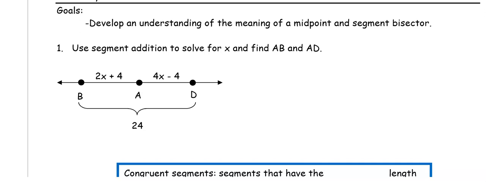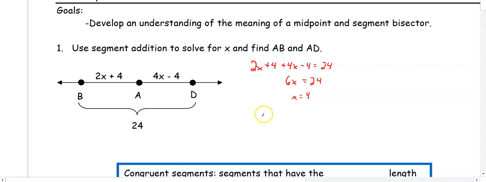In this case, for segment addition, we have AB and we have AD that are forming that whole segment with the length of 24. So we would have 2x plus 4 plus 4x minus 4 is equal to 24. We can combine like terms, so the 4's cancel out. We're left with 6x equals 24. When we divide, we get x is 4.